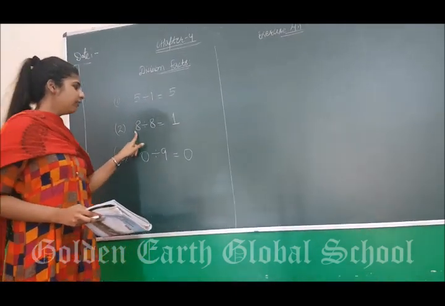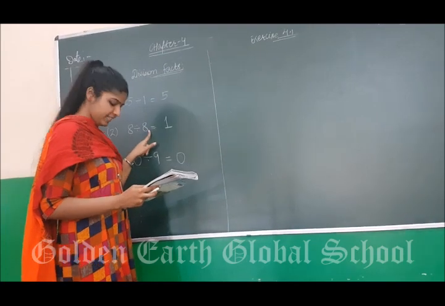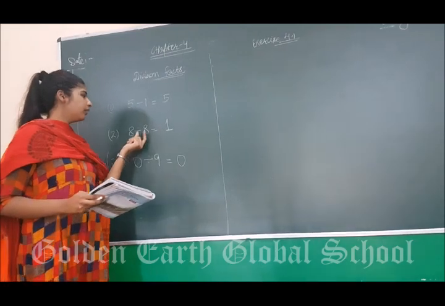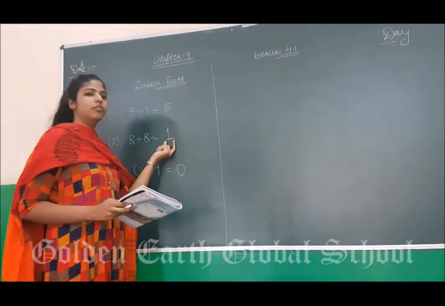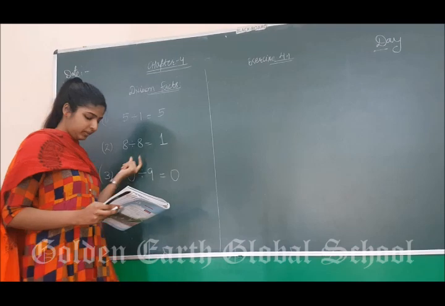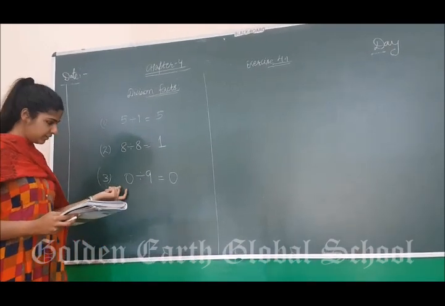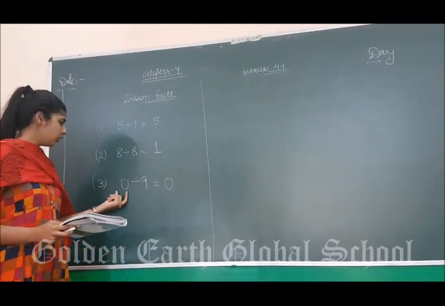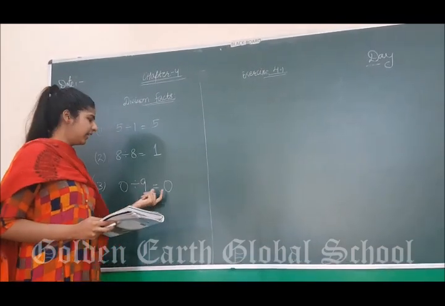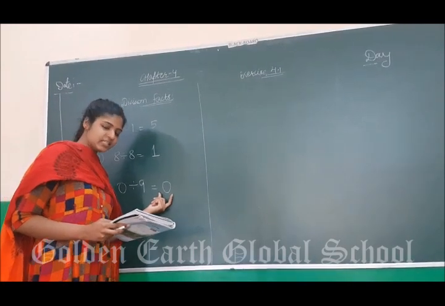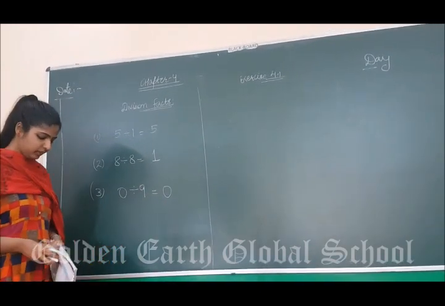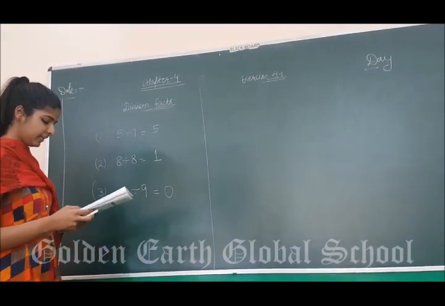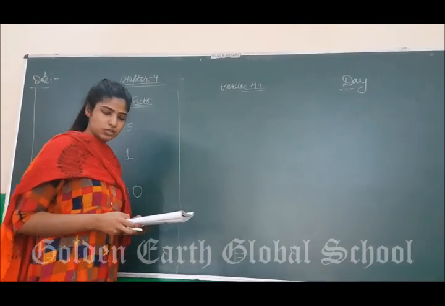Second is, if a number is divided by itself, the quotient is 1. अगर हम एक नंबर को वही सेम नंबर के साथ डिवाइड करें, we will get the quotient 1. Third is, when 0 is divided by any number, the quotient is 0. अगर हम 0 को किसी भी नंबर के साथ डिवाइड करते हैं, what will we get? 0 as quotient, right?